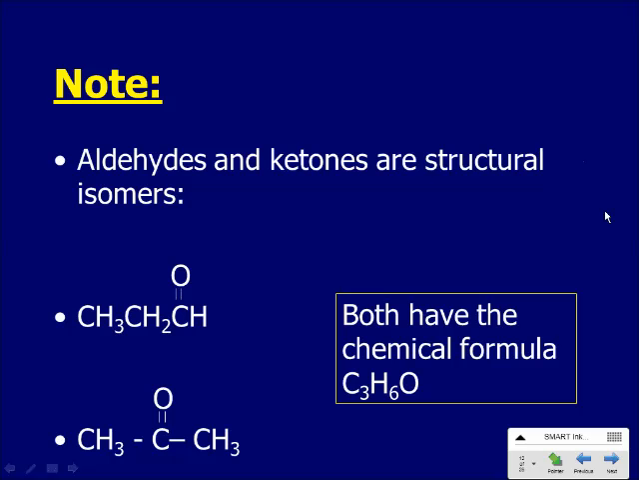Aldehydes and ketones are structural isomers, which means they have the exact same carbons, hydrogens, and oxygens. Again, it's just the difference in the position of the double bond. And I think my next slide is on preparation, and I'm not going to go into the reactions because it does take a while to do a proper explanation of this.